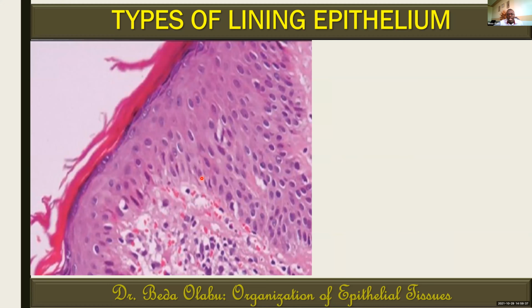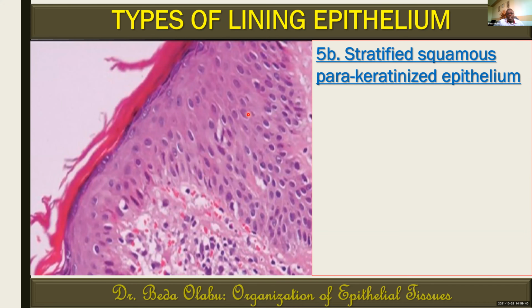The second subtype is this one that we call stratified squamous parakeratinized epithelium. So again, we see stratification. Look at the number of cell layers, many of them. The apical cells are flattened, so squamous. Then we see this material here, amorphous material there. That is keratin. The difference between this one and the previous one is that this one has a thin layer of keratin. We call this one stratified squamous parakeratinized epithelium.